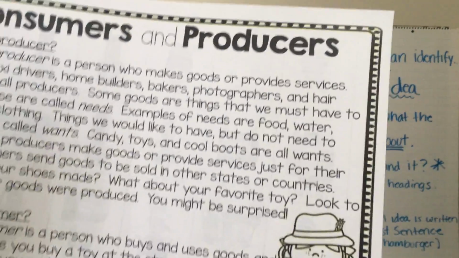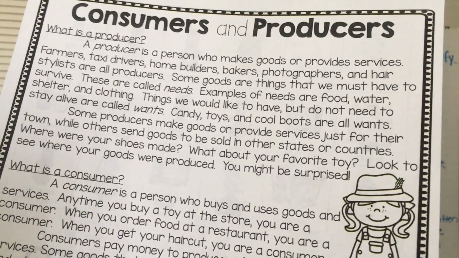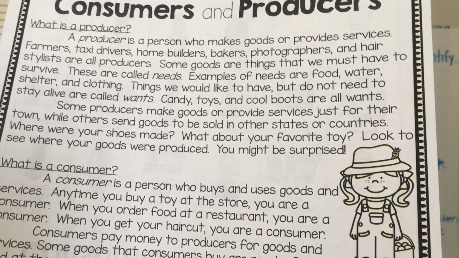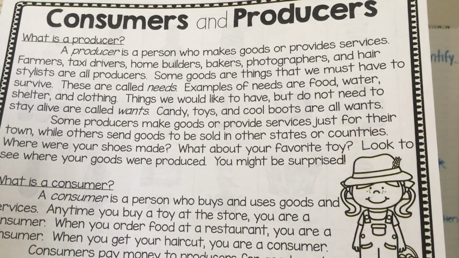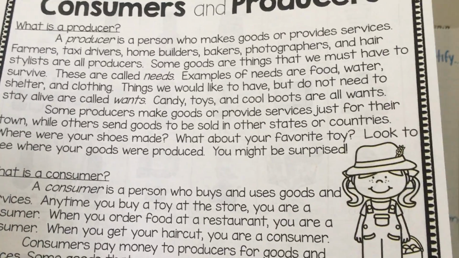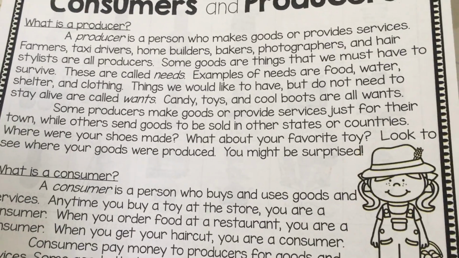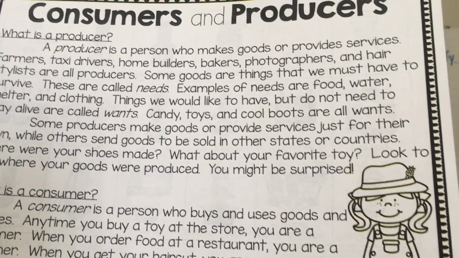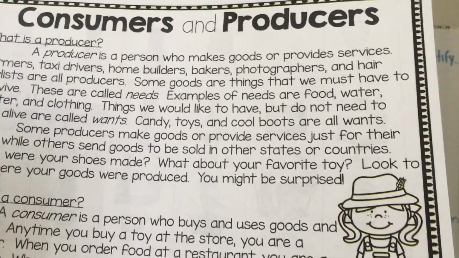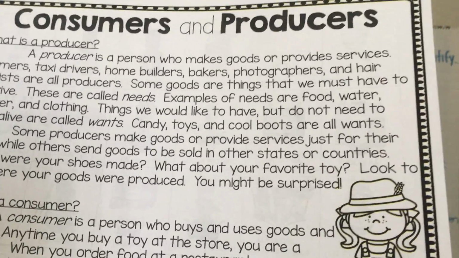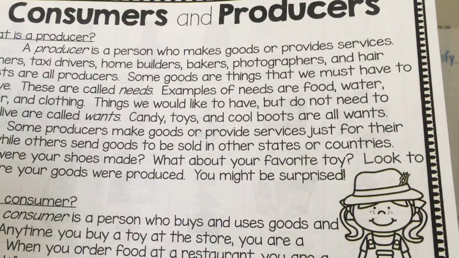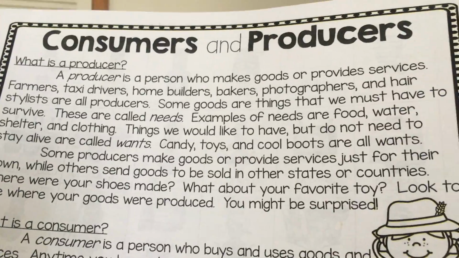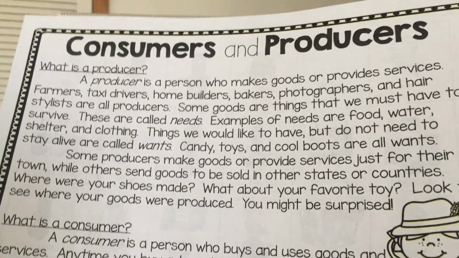Consumers and producers. What is a producer? A producer is a person who makes goods or provides services. Think of that again. A producer is a person who makes goods and provides services. And remember, goods, we talked about this a little bit earlier last week. Goods are anything that we can touch. They're things. We usually get them at the store. We can also wear goods, like clothing would be a good, or provide services.